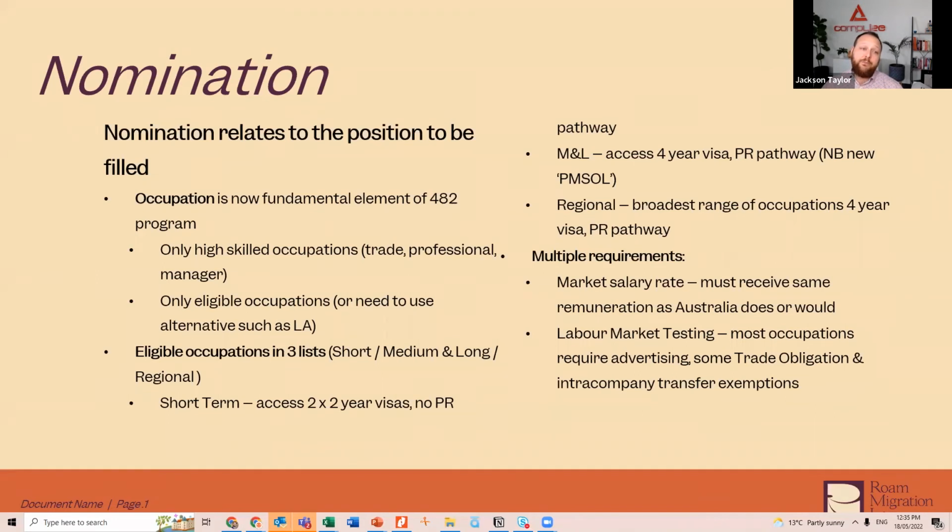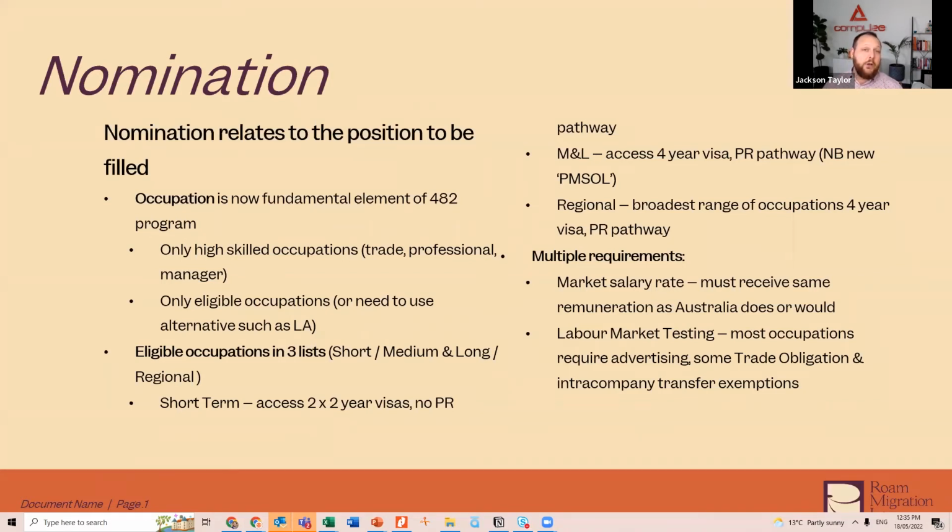Moving on to the nomination. The nomination is a skilled position. Now, when the 482 program changed from the 457, one of the really big changes was that the government said, instead of saying any occupation which requires a certificate 3 and 2 years work experience or above, so you've got the certificate 3, certificate 4, diploma, bachelor's degree, and so forth, any occupation that requires a cert 3 and 2 years experience is eligible for a 457 visa.